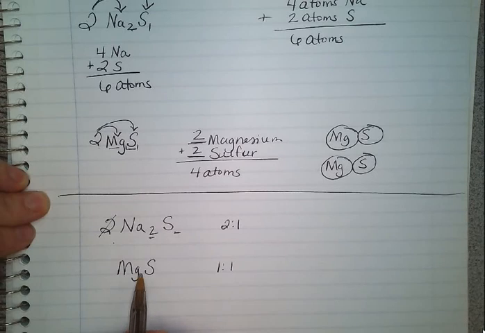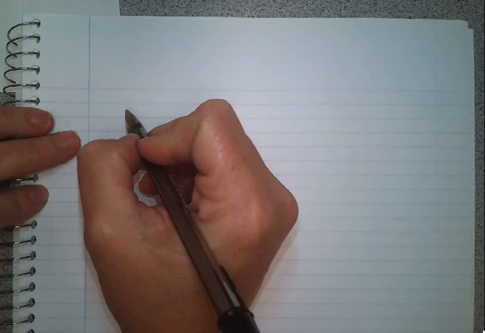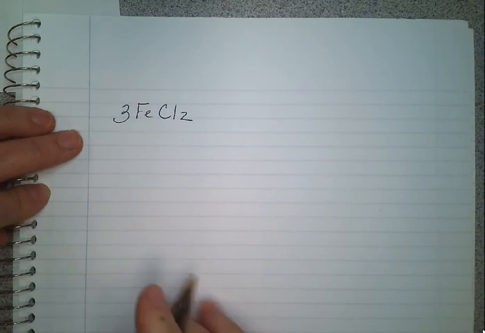Okay? Now, let's look and apply that. Let's do that one more time and kind of put those steps together. Let's look at an iron chloride. So let's say we've got 3 FeCl2. Okay? So this means I've got iron and I've got chlorine.